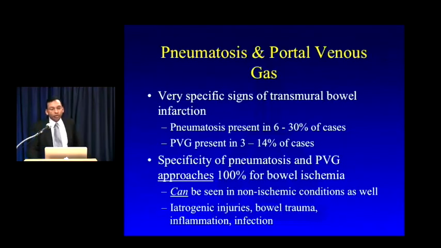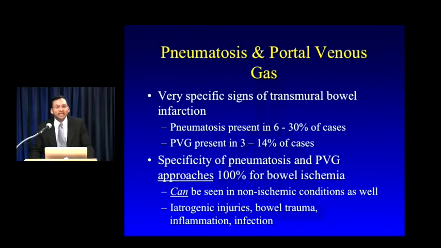Now, of course, you don't want to miss the most specific signs of transmural bowel infarction, which is either pneumatosis or portal venous gas. Now, pneumatosis and portal venous gas are both very specific for bowel ischemia, with a specificity approaching 100%. But it is worth noting, even though the specificity approaches 100%, it is not 100%.